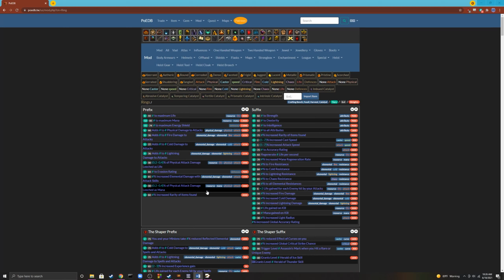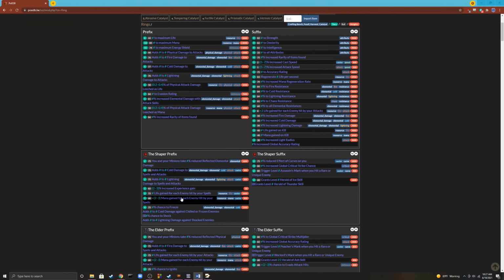Furthermore, if we look at this prefix, which states physical attack damage leeched as mana, we can see that not only does the skill need to be an attack, it also only affects the physical damage you do. So if you have 100% physical conversion to an element such as fire or ice, this prefix is not fitting you either. Now, if you're using a spell and you're looking for life or mana gain, there isn't a whole lot of options for you outside of Shaper Rings, which you can see have life and mana gain on hit.